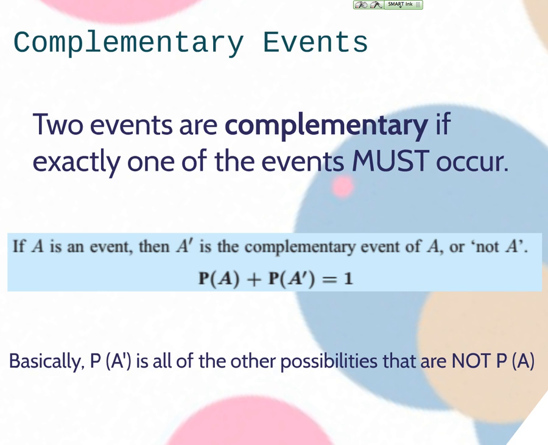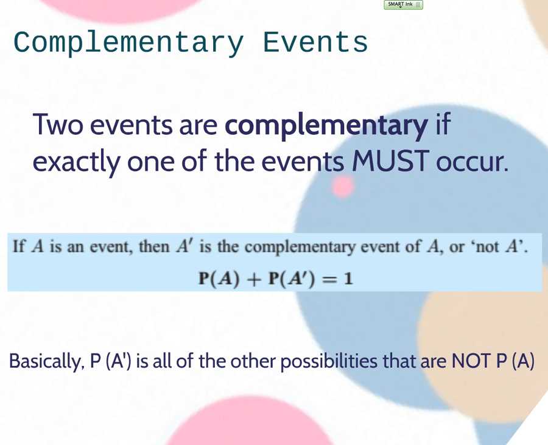So one of the things we need to talk about are complementary events. Two events are complementary if exactly one of the events must occur. So for example, when you flip a coin, it has to be heads or tails. So that's complementary. If we go back to rolling an even number, the complementary event is rolling an odd number because it has to be odd or even. Together, they are all the possibilities.